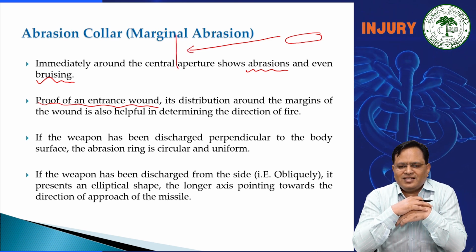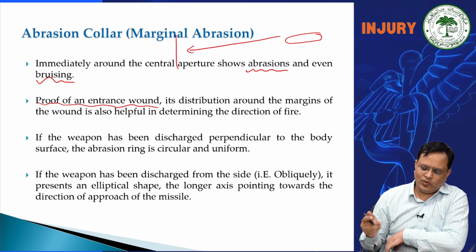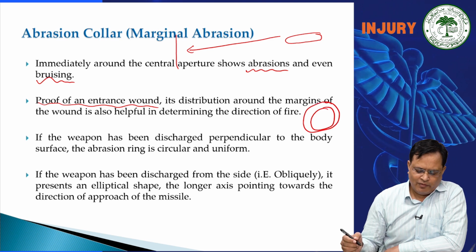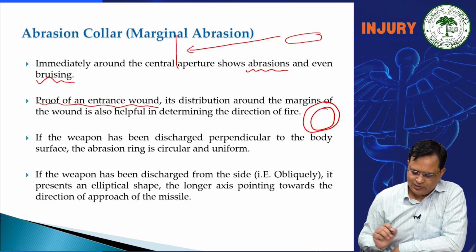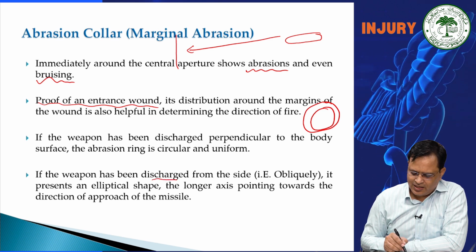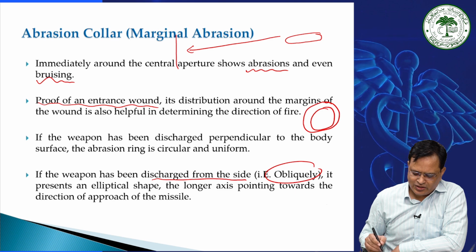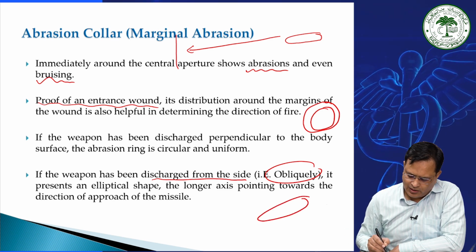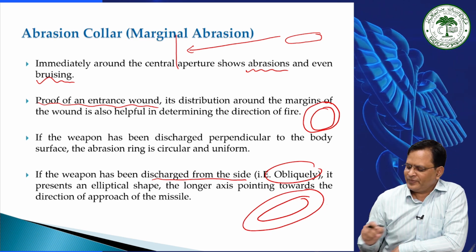If the weapon has been discharged perpendicular to the body surface, the abrasion ring is circular or uniform. If it is discharged from the side, obliquely, then it can be of a different shape, elliptical, and we can have the collar accordingly.